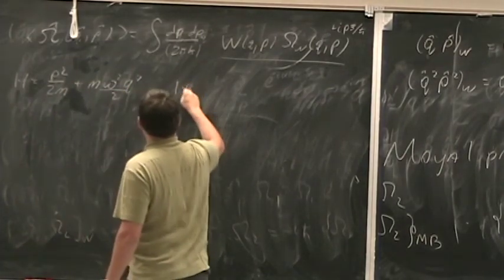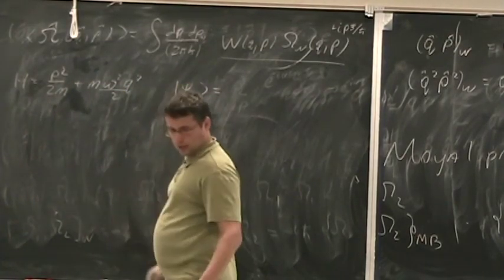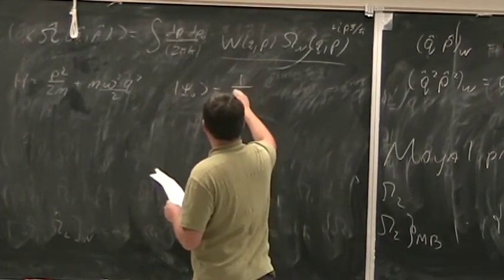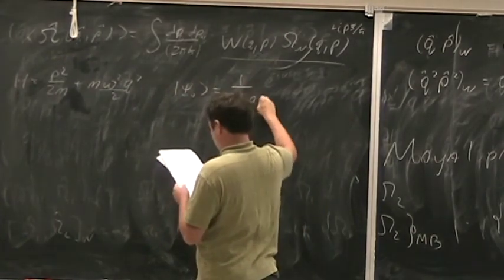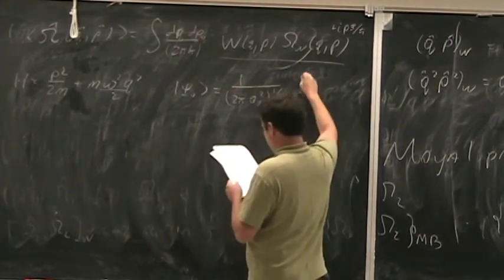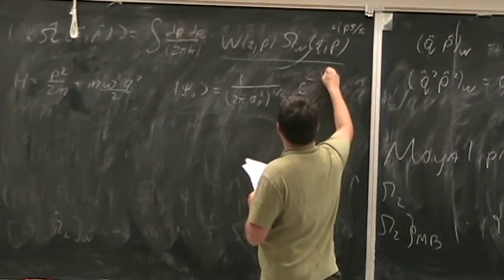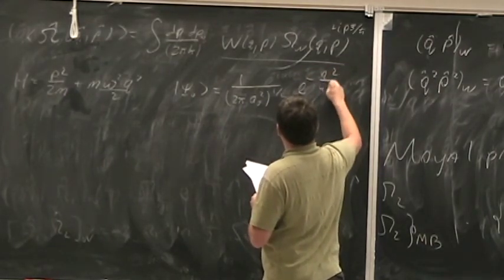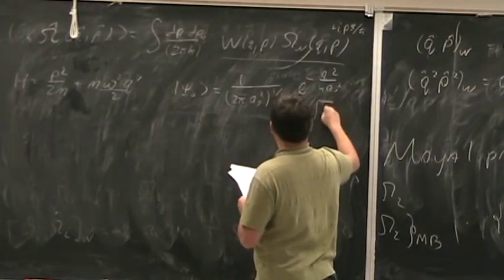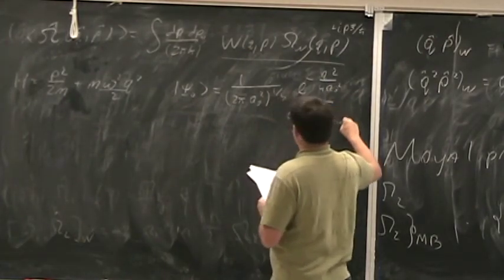And as we know, I'll consider the Gaussian state for now. Its wave function is (1 over 2 pi a naught squared) to the power one half, times e to the minus q squared over 4 a naught squared, if I miss some factors here, don't blame me, where a naught is the oscillator length, so it's the square root of h bar over 2m.